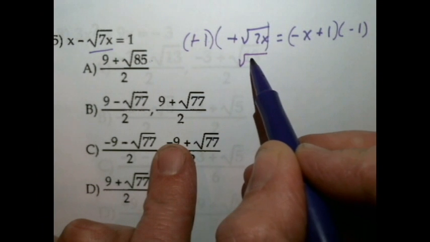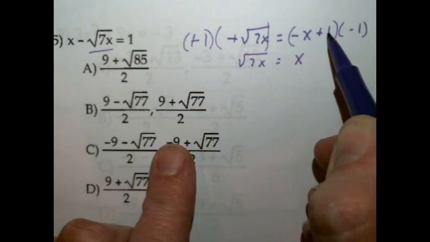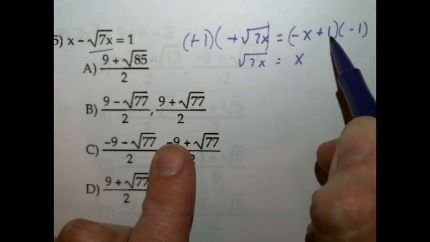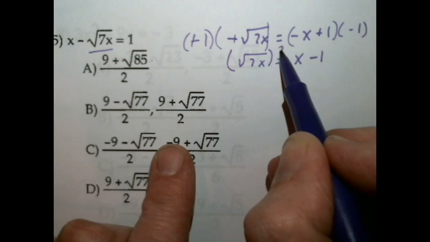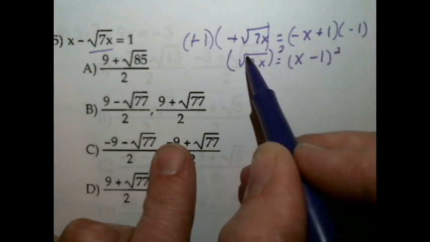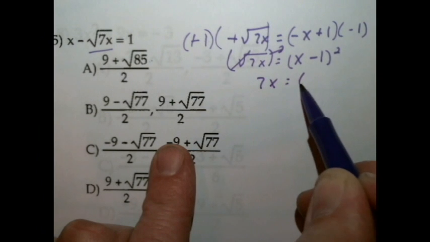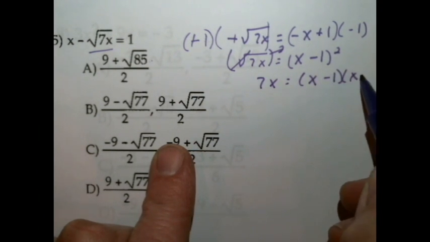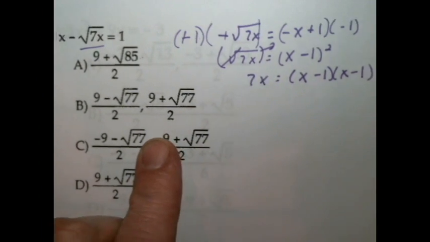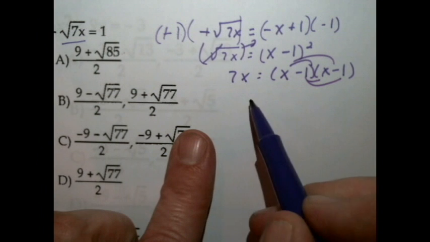So you have the square root of 7x equals, now distribute over here, you end up with x. 1 times negative 1 is negative 1. To get rid of the radical, I have to square both sides. There you go. So we have just 7x over here. On the other side, remember that x minus 1 squared means x minus 1 times x minus 1. So it's super important that you actually go through and FOIL these two binomials together.